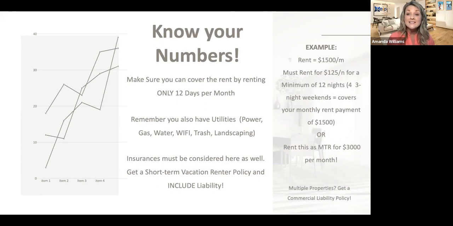Keep in mind that you are still having to pay utilities. You're paying the power, the gas, the Wi-Fi, the trash, the landscaping. You're paying for all of that. The guest is paying for the cleaning, okay? Also, insurance. You must have insurance. I know that the homeowner has an insurance policy. If you're on Airbnb, there's an insurance policy there, but you need to have your own liability policy as well. And if you have multiple properties, then I recommend doing a commercial liability policy as well.